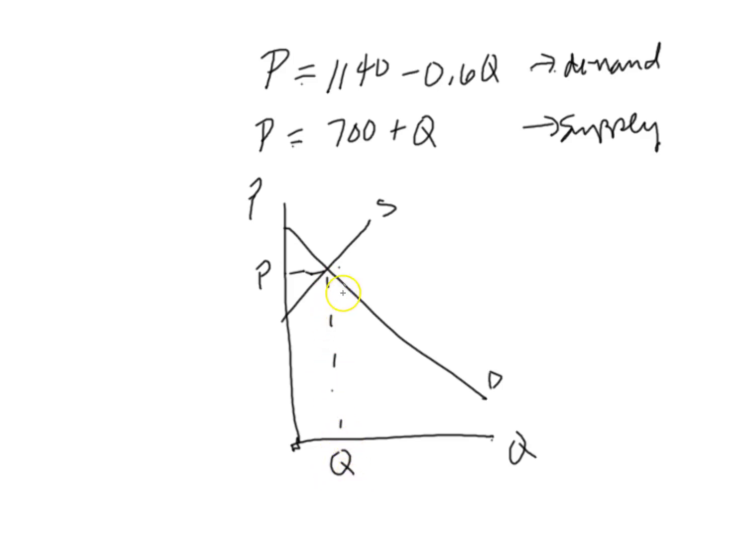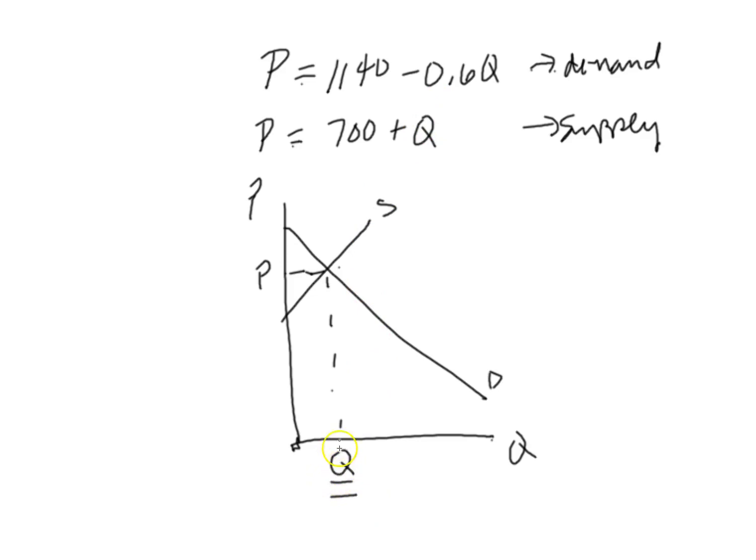Now you can do that without drawing these lines. What you could do is set these two equations equal to calculate the equilibrium quantity. In other words, you set 1,140 minus 0.6 Q equal to 700 plus Q and solve for Q. And then you're going to get the equilibrium quantity.